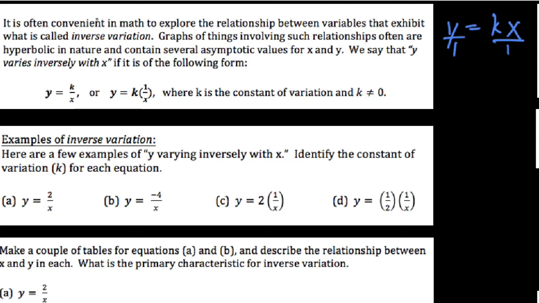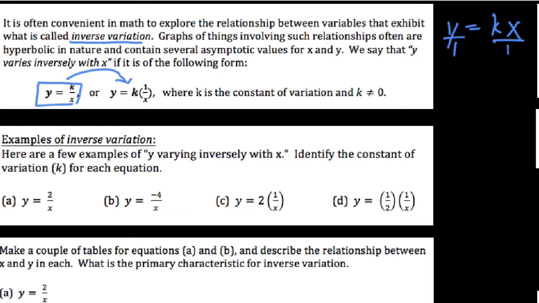Well, in this video, it's sometimes convenient in math to explore a relationship between variables that exhibit what we call inverse variation. And we say that graphs of things involving such relationships are often hyperbolic in nature and contain several asymptotic values for x and y. But we also would say that anything where we have a statement where, say, y varies inversely with x, it's going to be of this form, y equals k over x, instead of y equals k times x. So just want to point this out.